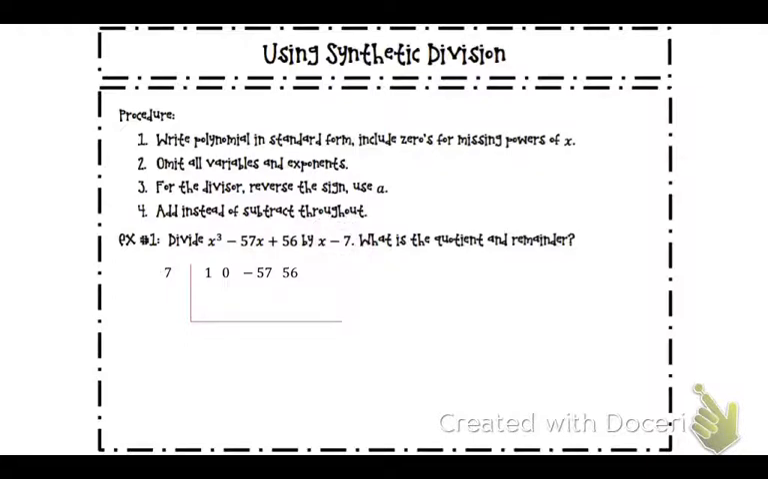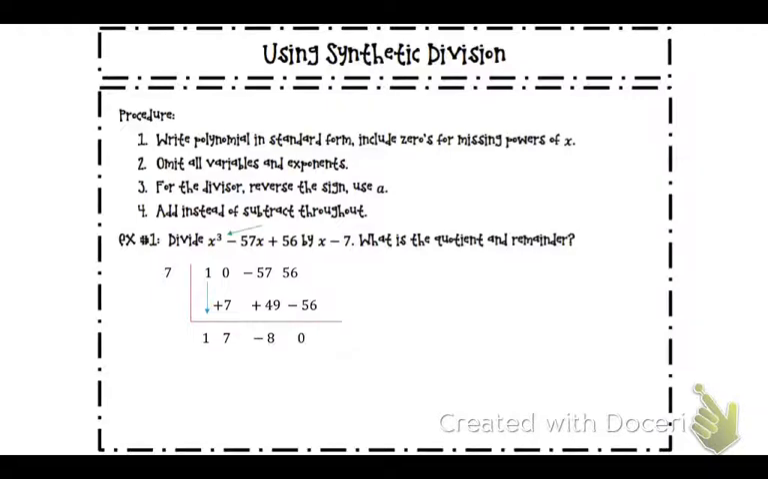Okay? The first step to this is to bring down the first number. You just bring it down, and it's a 1. And then you multiply. So you do 1 times 7, which is 7. And then you add this. 0 plus 7 is 7. Then you multiply. 7 times 7 is 49. Then you add. Negative 57 plus 49 is negative 8. Negative 8 times 7 is negative 56. You add those, you're left with 0.